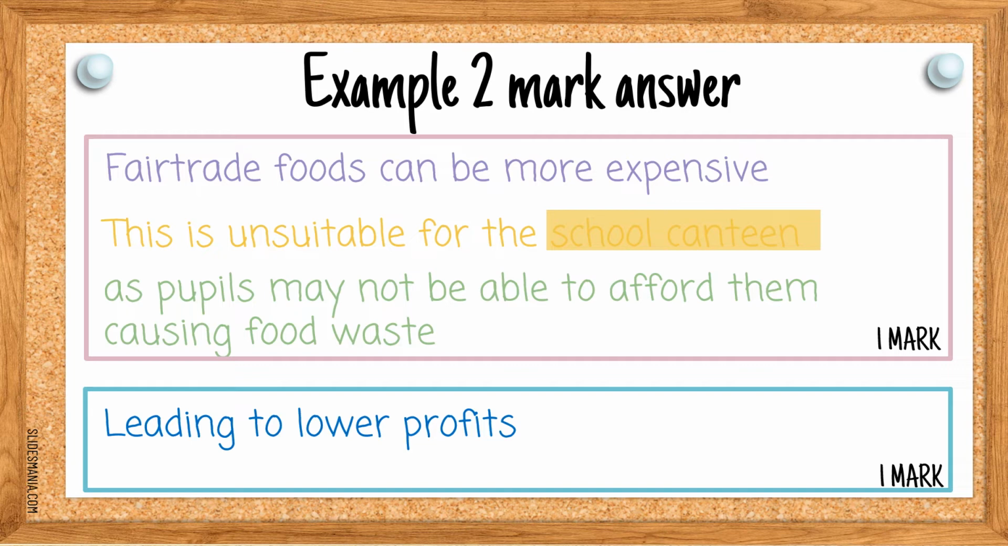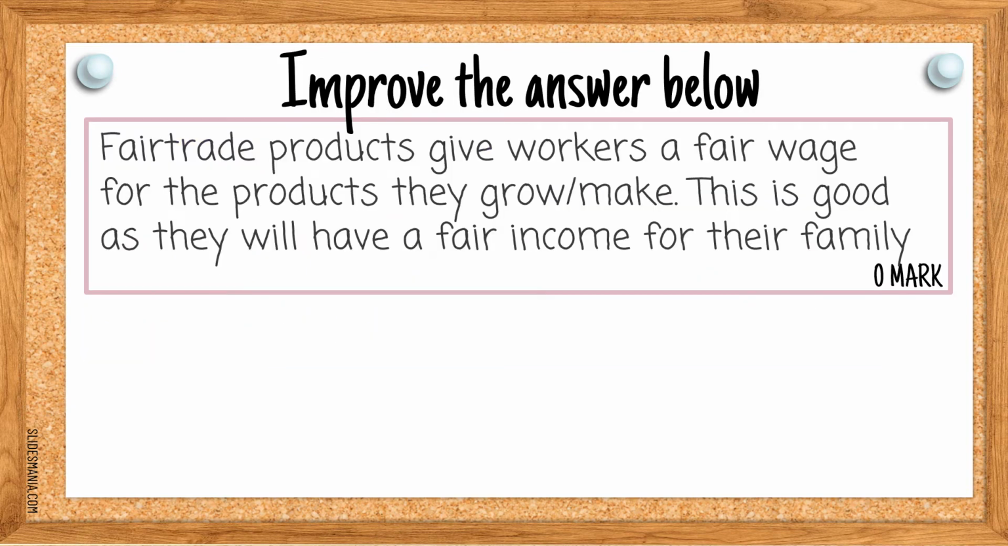Remember, to get a second mark, you could add in a developed consequence, leading to lower profits. So our developed consequence is shown in blue, and that's how we'd get a second mark for this evaluation. If you want to pause the screen right now, have a little read of the answer below and see how you can improve it.